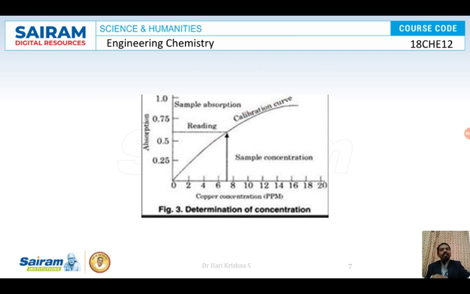This calibration curve you might have seen in the flame photometer and in the colorimeter, right? There is some unknown solution, so you know the absorption, but you don't know the concentration. We point out the absorption here, draw a dotted line until it touches the curve, and once it touches the curve, we drop a perpendicular to the x-axis. Whatever you get here is the concentration of the particular constituent.